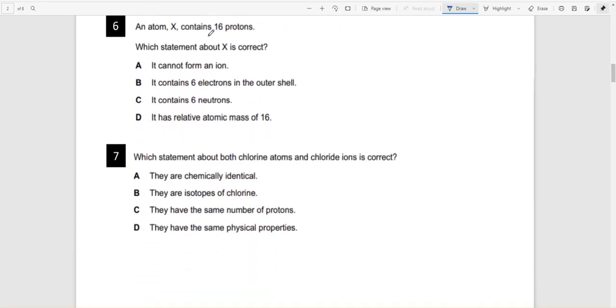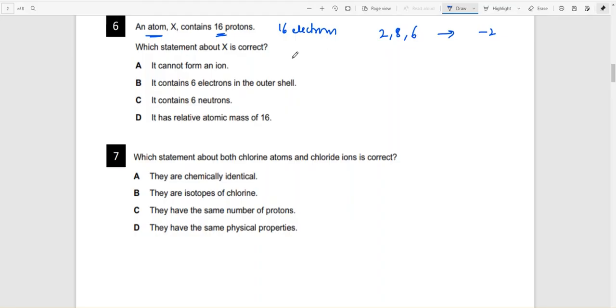An atom X contains 16 protons. Which statement about X is correct? It cannot form an ion. It can. If there are 16 protons, and it's an atom by the way, it's not an ion, which means there are going to be 16 electrons. In the electronic configuration, 16 electrons is 2, 8 and 6. So it can form a minus 2 ion. It can form an ion with minus 2 charge by gaining 2 electrons.